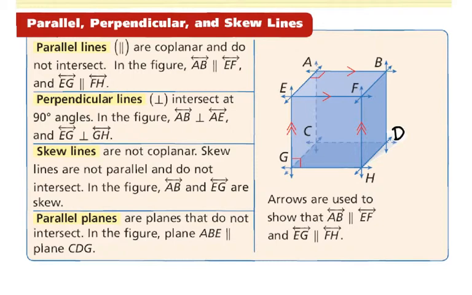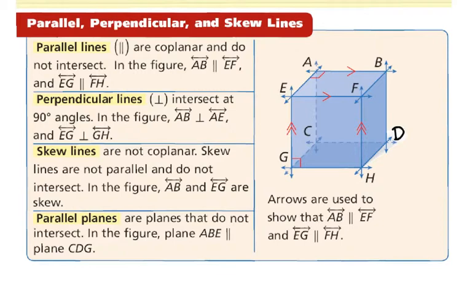So parallel planes are planes that do not intersect. Just like our parallel lines, they do not intersect. In this figure, here are two planes that do not intersect, so therefore are parallel. So ABE, now remember, whenever we name planes, we only have to name 3 points in our plane. Okay, so ABE is this up here, so this top part of our box, and CDG, now the bottom part of our box. Those two planes are parallel to one another.